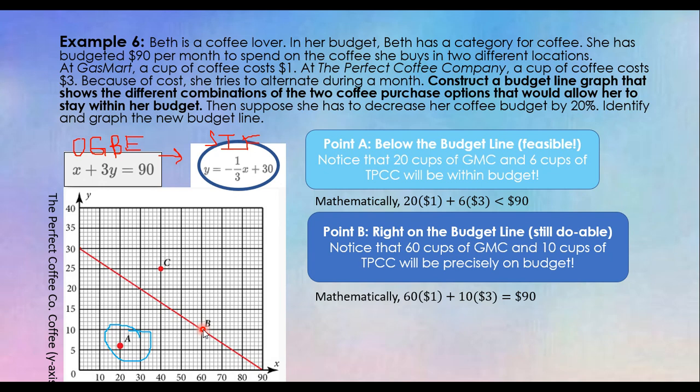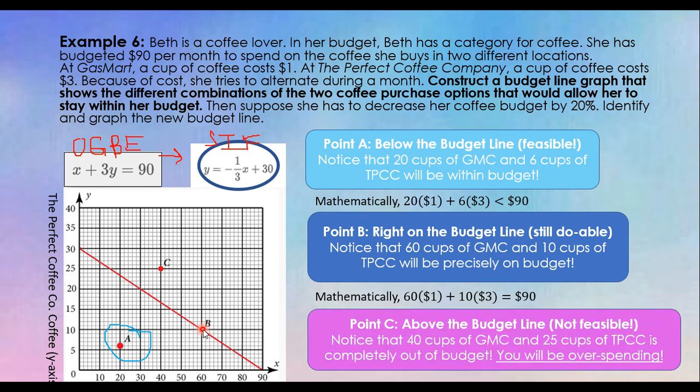Mathematically, $60 times 1 plus 10 times 3 does exactly equal 90. 60 plus 30 is $90. So she's absolutely still on budget, but homegirl's drinking a lot of coffee. Point C, or anything above here, is going to be over the budget. It's literally over the budget line. That's how it's over the budget. It is not feasible. It's going to be way more than $90.